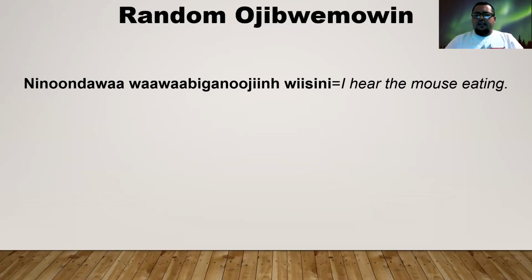So that's kind of a tongue twister. Not a tongue twister, but it's kind of a tough one to say because you have that wah, wah, wah right in a row, which is crazy. But that's just how our Ojibwemowin works. We have the word nindoon dawa, I hear him or her. Waawaabiganoojiins, we're talking about a mouse. Wiisini, he or she is eating. I hear the mouse eating.